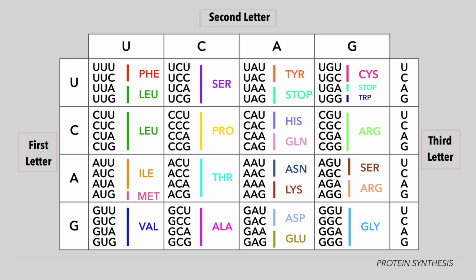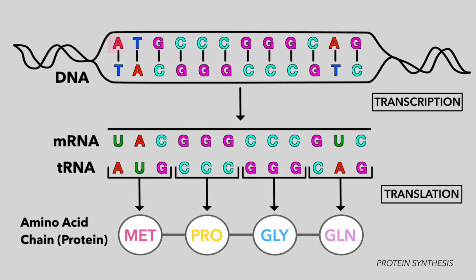For example, our DNA sequence is ATG, CCC, GGG, CAG. The mRNA sequence that is going to be copied from this is UAC, GGG, CCC, GUC. Remember, this is all happening inside the nucleus. Now the mRNA is going to leave the nucleus and go into the cytoplasm.